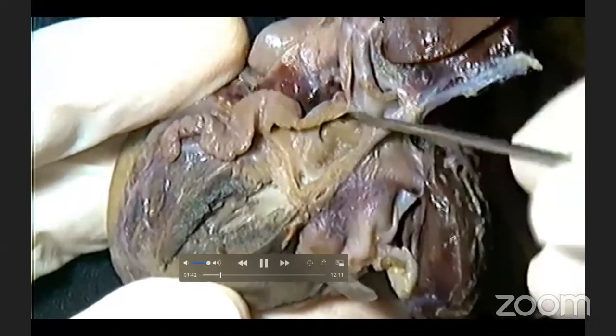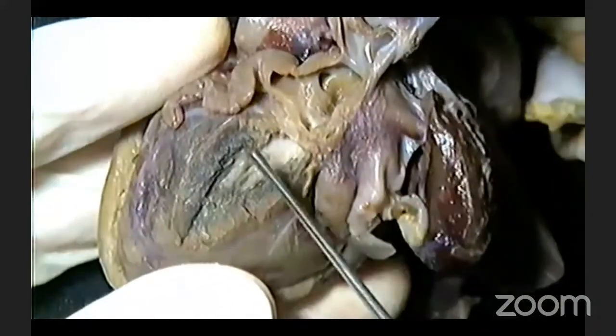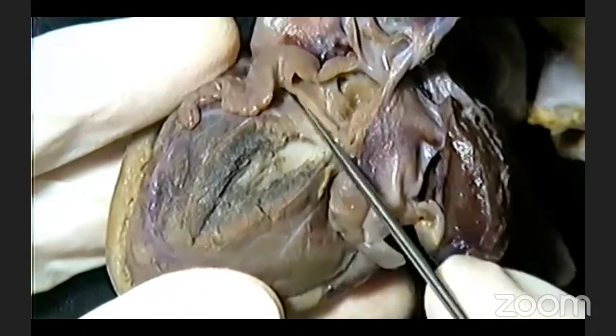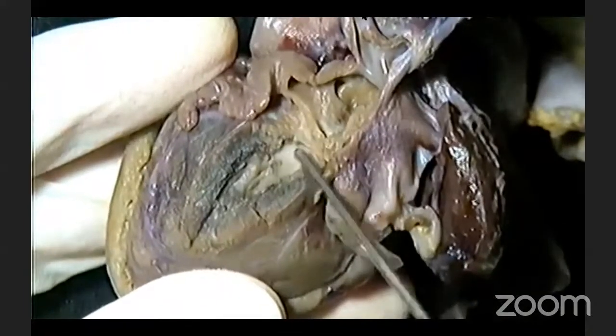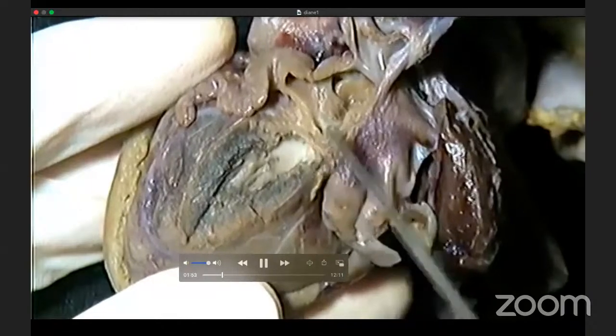There's the back edge of the oval fossa, which is probe patent. There's a muscular border at the atrioventricular junction and no communication between the left atrium and the left ventricle.